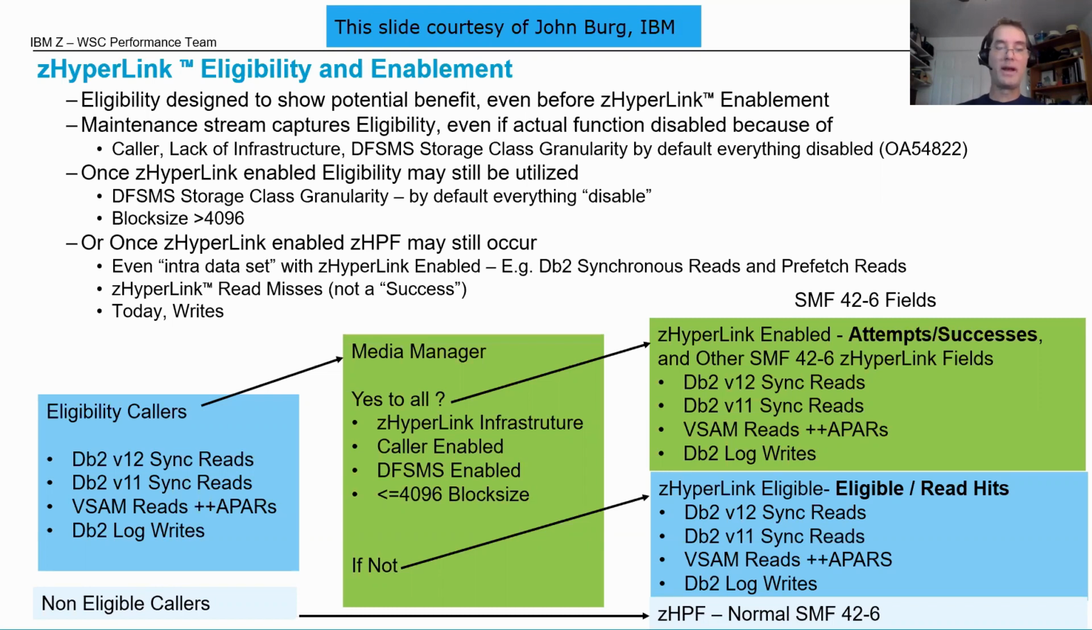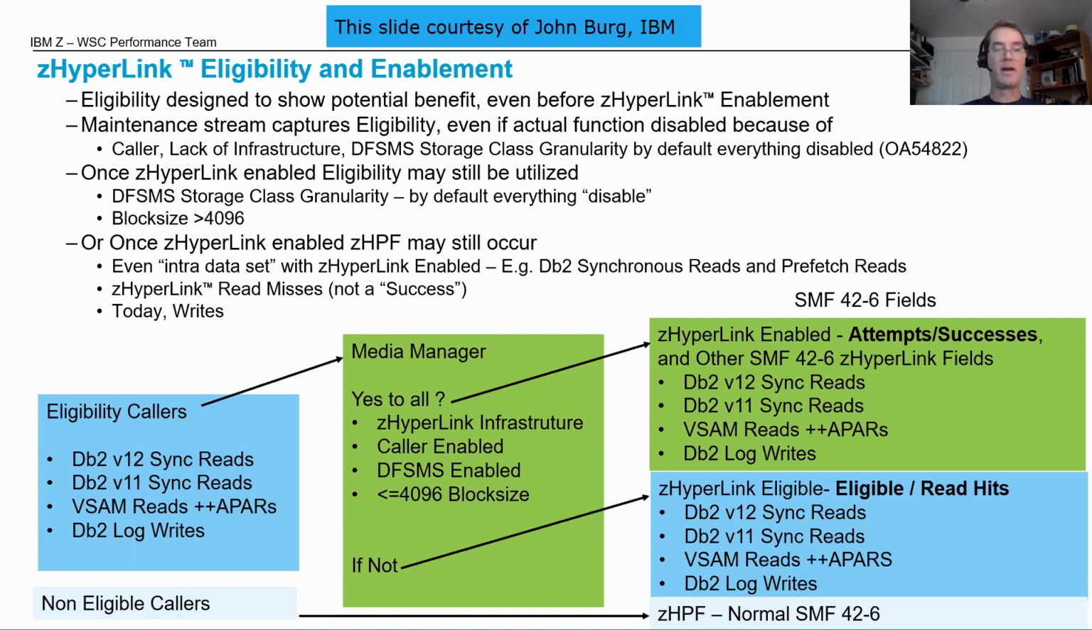I will just point out one aspect that I've seen in the field, as something that appeared to be enabled and didn't work. And that's the 4K block size mentioned down in the middle there. That's a current requirement. And I have seen storage classes that were enabled, for example, and the customer assumed that, well, this should work. Why isn't it using zHyperlink? And it was because the block size was greater than 4K. So that would not go through.